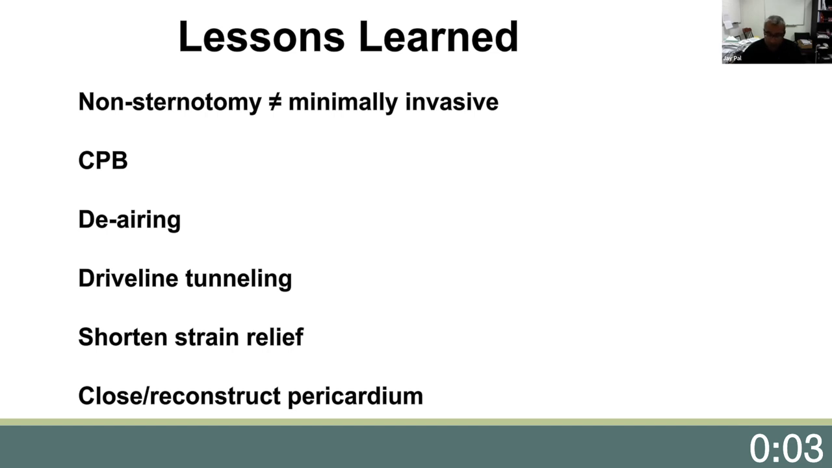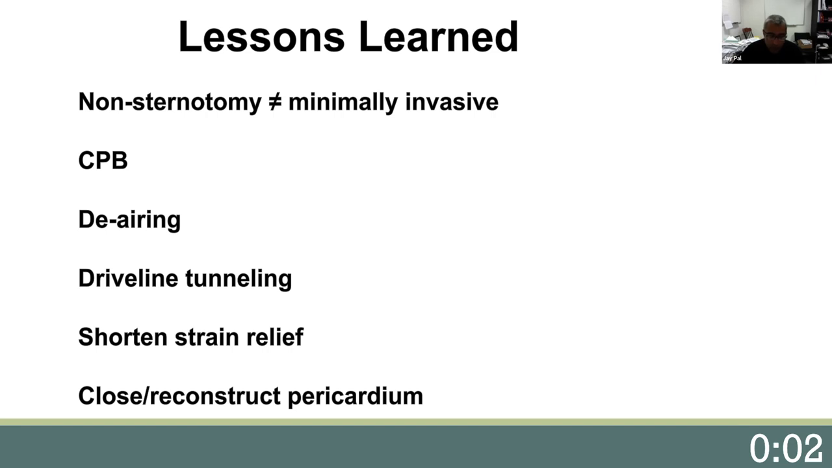I prefer to tunnel the driveline within the pericardium so that it has a similar course as if the implant was via sternotomy. This allows for easier reentry for transplant and for exchange if necessary. Shortening or eliminating the strain relief can facilitate placement of the LVAD through smaller left-sided incisions. And lastly, I close or reconstruct the pericardium to prevent adhesions to the lung.